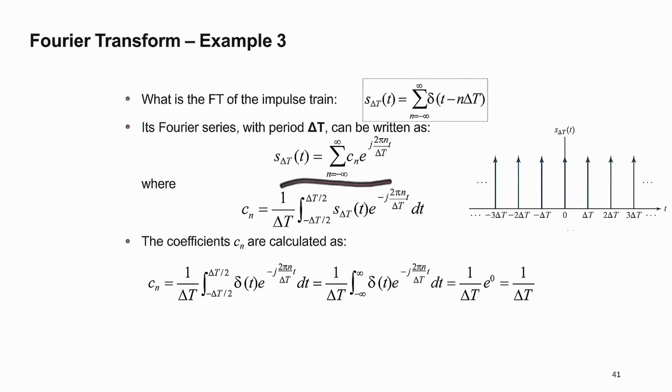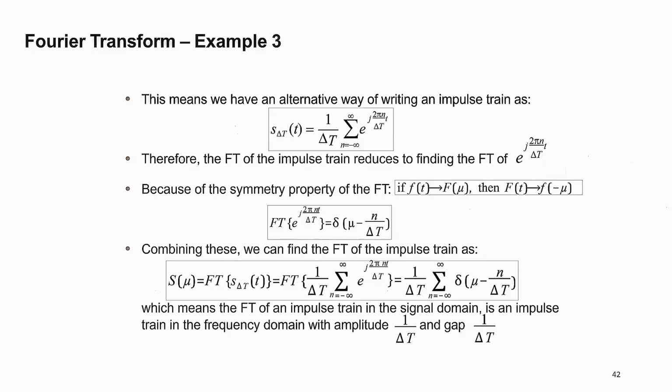I need to find Cn. What is Cn? Cn is this function, and this only exists over one time period here. So what is this function in this time period? Delta of t. And if that is the case, this only exists at t equal to 0. If I put t equals 0 in this, I get 1 by delta t. Put that back here to find the Fourier series. So what I get is this one.